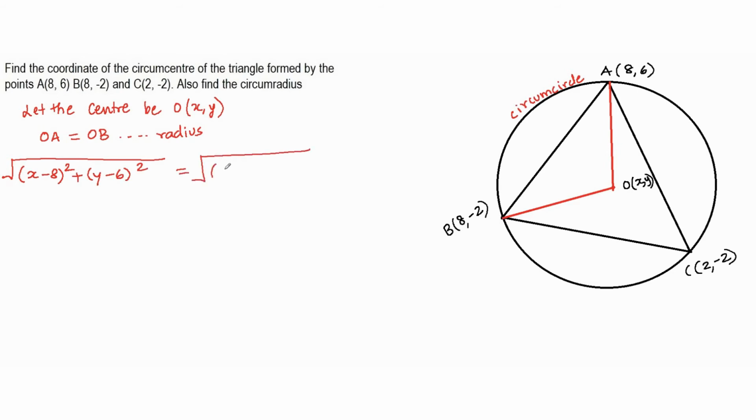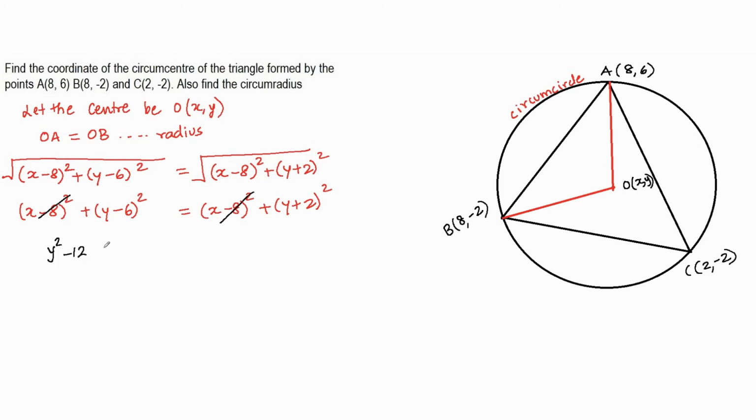OB is equal to under root of (x minus 8) the whole square plus (y plus 2) the whole square. Squaring both sides, we get (x minus 8) the whole square plus (y minus 6) the whole square is equal to (x minus 8) the whole square plus (y plus 2) the whole square. And therefore (x minus 8) the whole square cancels on both sides. So I get y square minus 12y plus 36 is equal to y square plus 4y plus 4. Y square cancels and therefore 32 is equal to 16y, which means the value of y is 2.